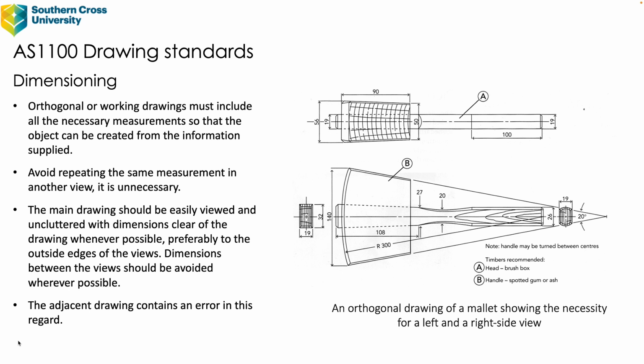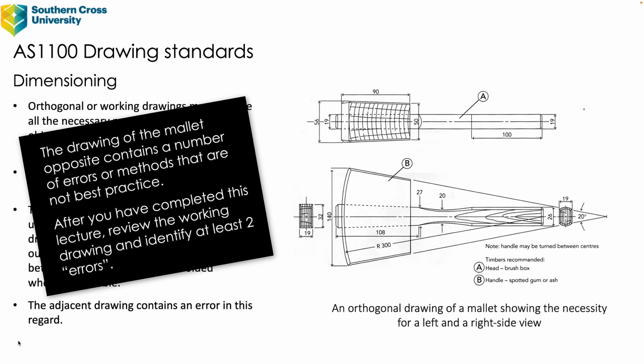Now we'll look at dimensioning. Orthogonal or working drawings must include all the necessary measurements so that the object can be created from the information supplied. Avoid repeating the same measurement in another view, it is unnecessary. The main drawing should be easily viewed and uncluttered, with dimensions clear of the drawing whenever possible, preferably to the outside edges of the views. Dimensions between the views should be avoided wherever possible. The adjacent drawing contains an error in this regard.